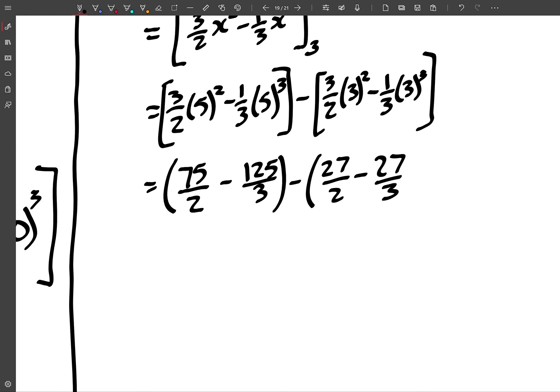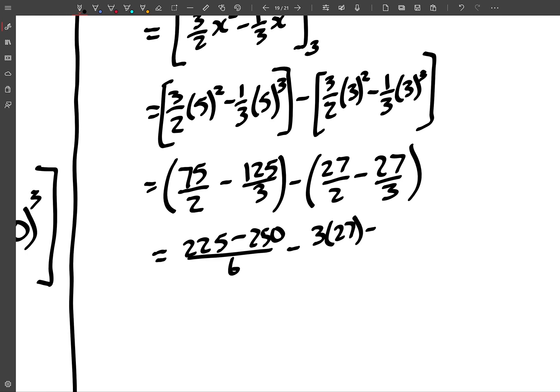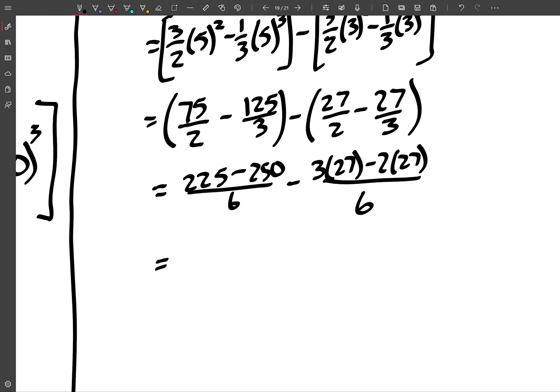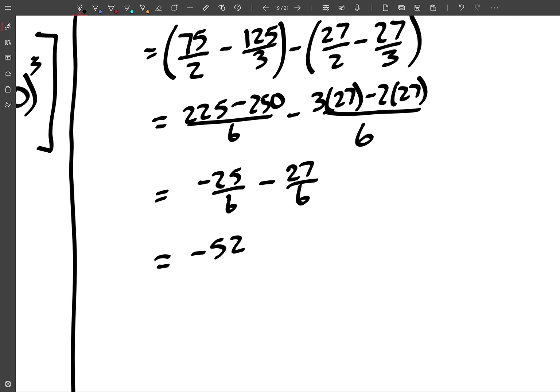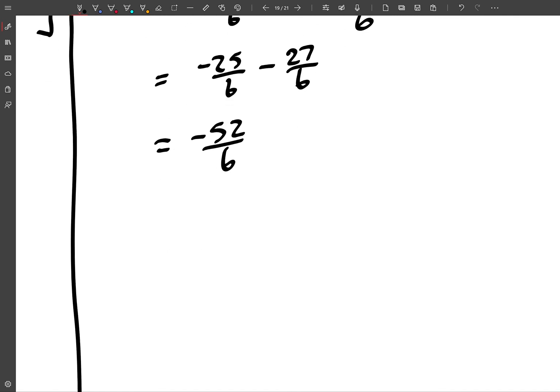All right. Just some simplifications now. This is 225 minus 250 over 6 minus 3 times 27 minus 2 times 27 all over 6. I'll just take care of this one pretty quickly. I'm going to be all sneaky-like. If I have 3 27s and I subtract 2 of them, I'm not actually going to multiply 3 times 27. I'm not going to bother. Why would I do that? This is going to be negative 25 over 6 minus, 3 27s minus 2 27s is a single 27. Easiest way to do that problem. You don't always have to expand. Sometimes you can just be clever and find shortcuts. I love shortcuts. That's what math is all about.